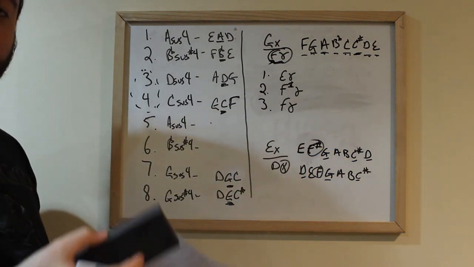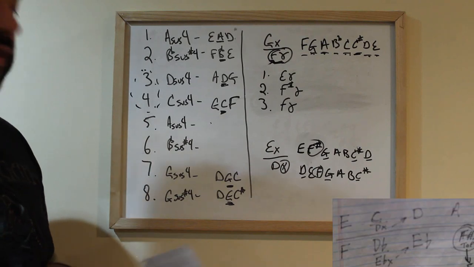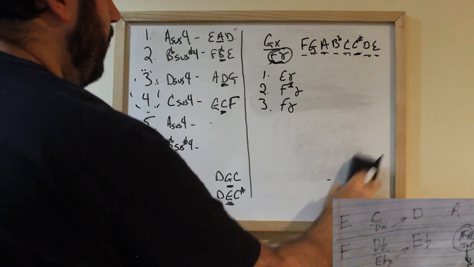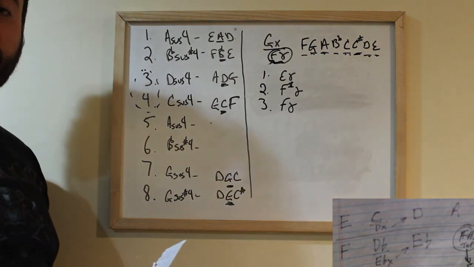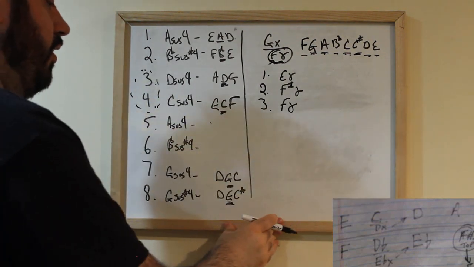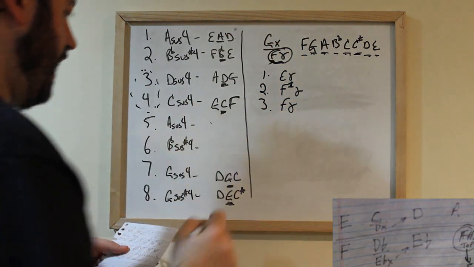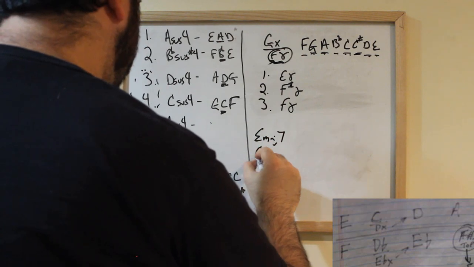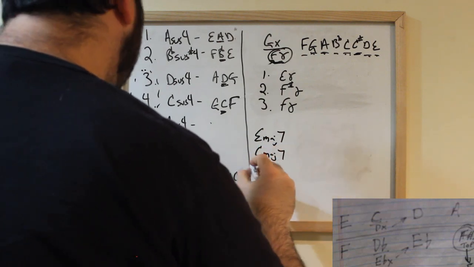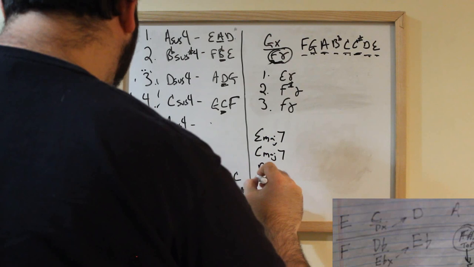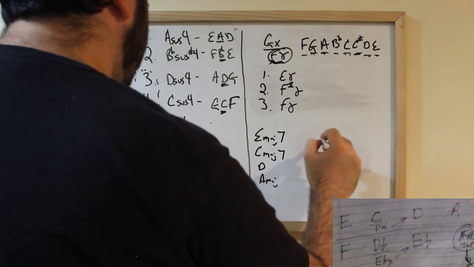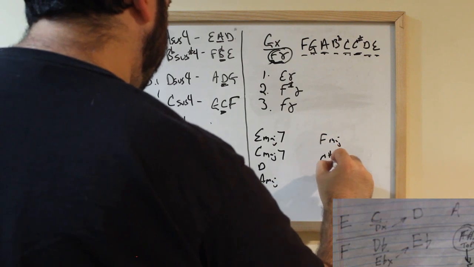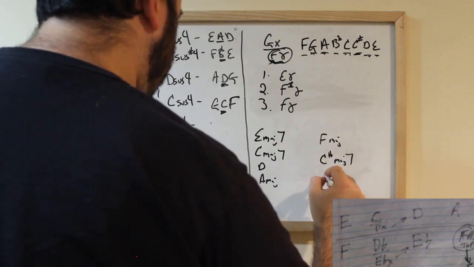Then we have this little part on the bottom. That's really easy. I can probably get rid of all this stuff now, because we know that's part of the A section. It's the very tail of the solo repeat, is the beginning of the A section. And we have E major 7 to C major 7 to D major, because he doesn't play the D major 7, although that fits, and then A major 7. Then it modulates to F major 7 to C sharp major 7, and then E flat major 7.